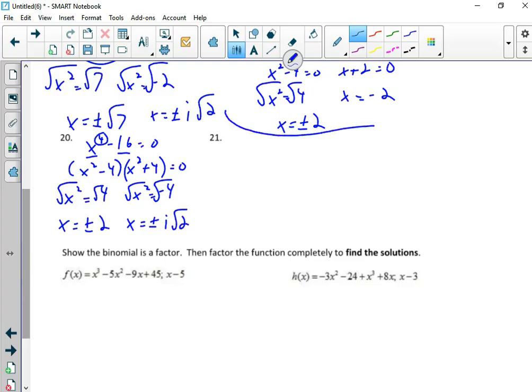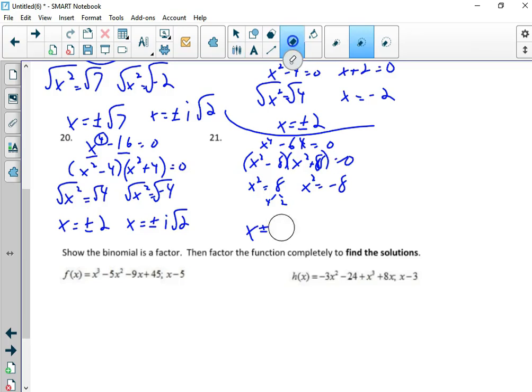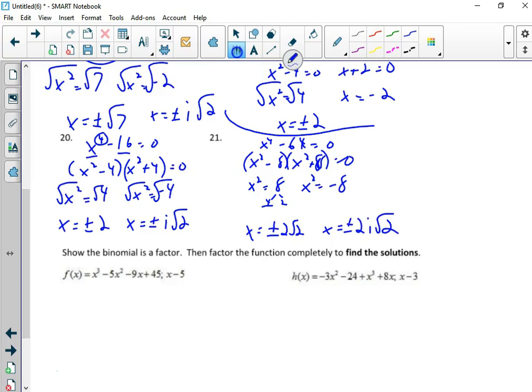Okay, number 21 was x to the fourth minus 64 equals 0. Similar problem. Both perfect squares. X squared minus 8, x squared plus 8. That's an 8. So I get x squared equals positive 8 and x squared equals negative 8. Remember, this is going to break down to 4 and 2. So it's going to be x equals plus or minus, this 4 is going to come out as a 2, root 2. Same thing over here, except since it's negative, I'm going to have plus or minus 2i root 2.